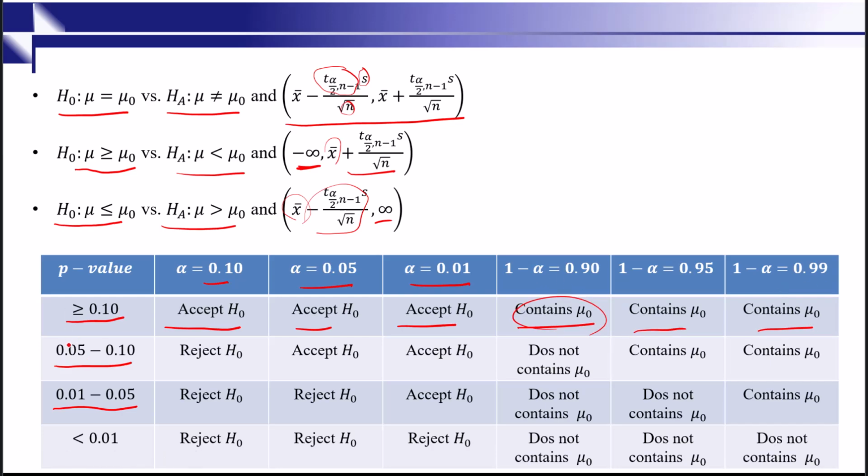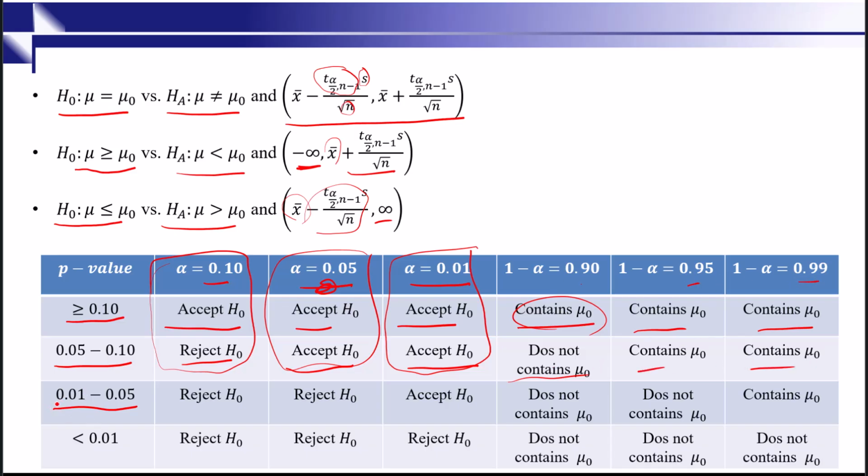Then, if the p-value is between 0.05 and 0.1, we reject the null hypothesis at the 90% level, but at the other levels we accept the null hypothesis. So the difference here is, this is 90%, right? And this is for 99%, right? And this is for 95%. So we accept the null hypothesis. Then for the 90% interval, it does not contain mu0, but for 95% and 99%, it contains mu0.